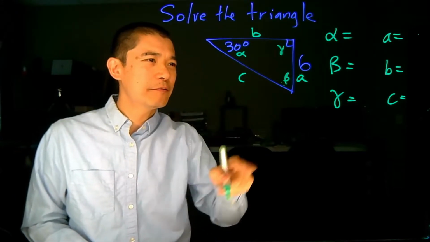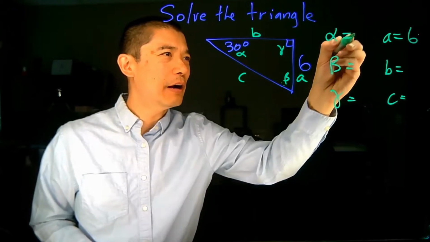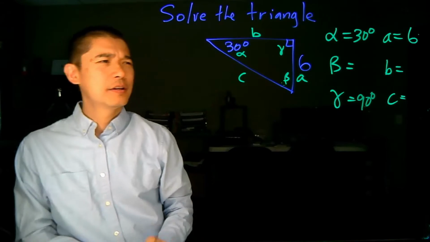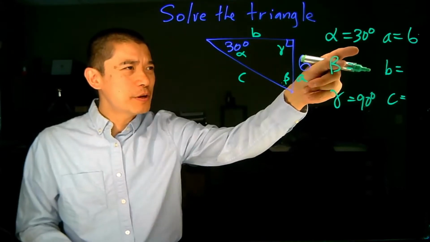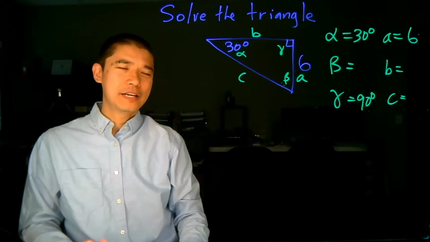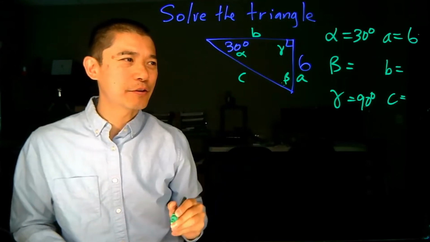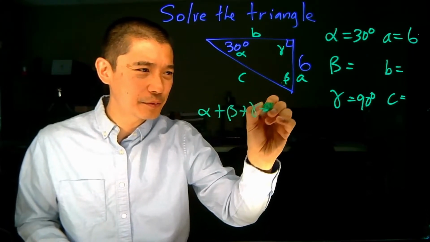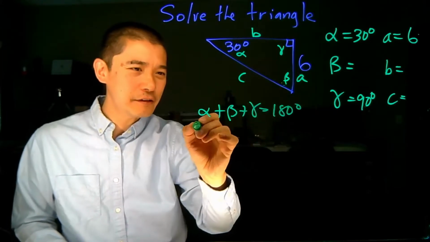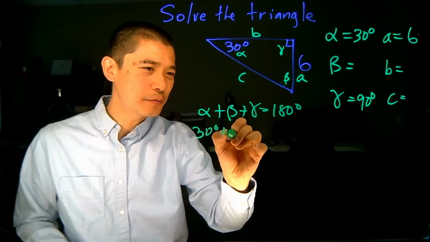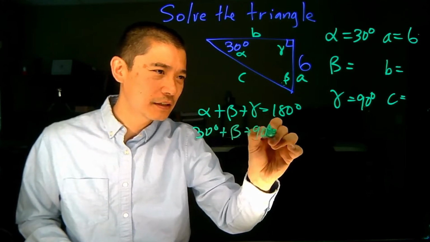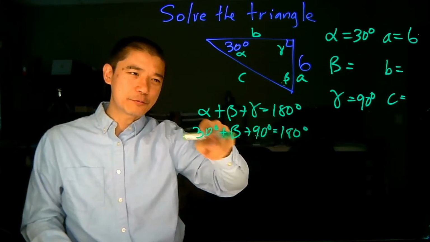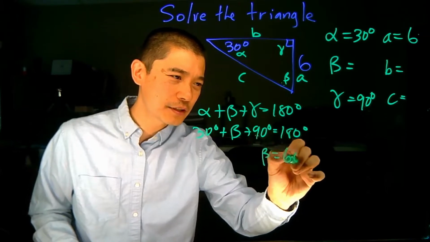So we already know some information. We know A is equal to 6, we know alpha is equal to 30 degrees, and we know gamma is equal to 90 degrees. So the first thing we might want to do here, since we know two of the angles, is determine the third angle. And this comes from the fact that the sum of the angles of the triangle equals 180 degrees. So I'll write it out. Alpha plus beta plus gamma equals 180 degrees. We know alpha, 30 degrees. We know gamma, which is 90 degrees. And so we can plug those in, and if we subtract off 90, we subtract off 30, we get beta is equal to 60 degrees.